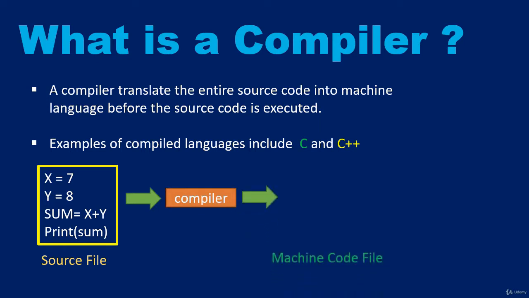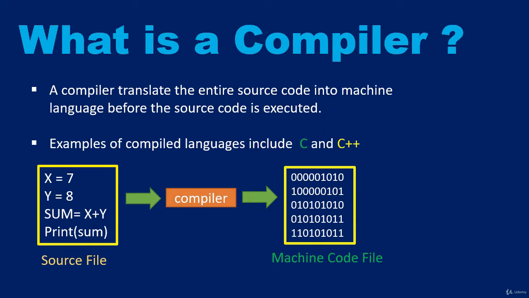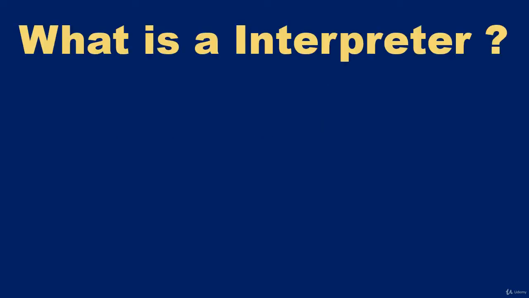The machine code is something like this. Computers only understand zeros and ones. So the compiler compiles it into machine code, and then it executes the code. It then passes it on to the computer memory, and the computer memory then outputs the result, in this case, which is 15. So that's basically how a compiler works. A compiler will compile the entire code into machine code before it passes the information to the CPU to display the result.